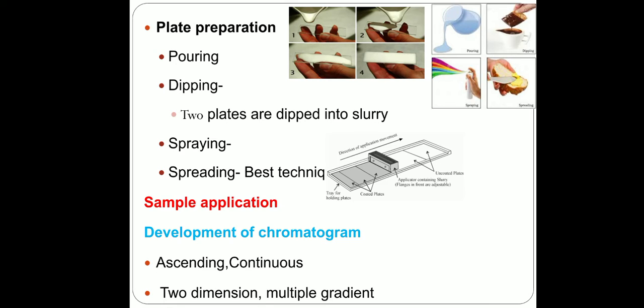By carrying out all these techniques, the plates are air dried and then dried in an oven at 100 to 110 degrees Celsius for 30 minutes to remove the moisture. And one important point is, in case of TLC, the stationary phase is silica gel and the mobile phase is solvent. That may be a hydrophilic or hydrophobic solvent.